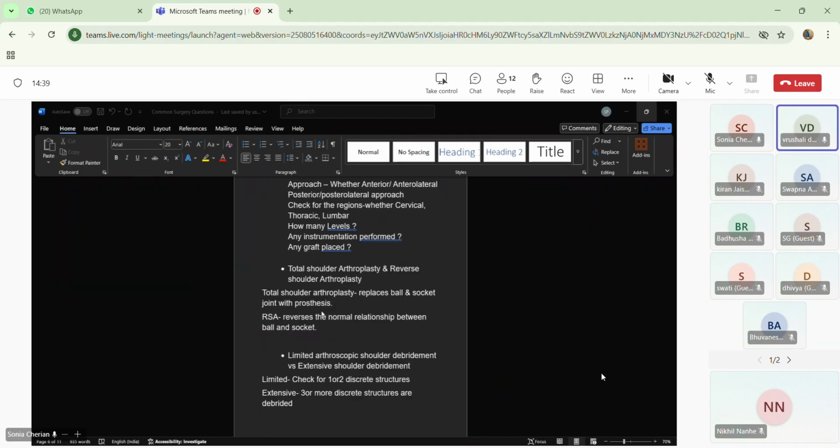Extensive. Why is it extensive? I only told two structures debrided. Why are you telling extensive? Extensive needs three or more, right? Anyone else want to try?